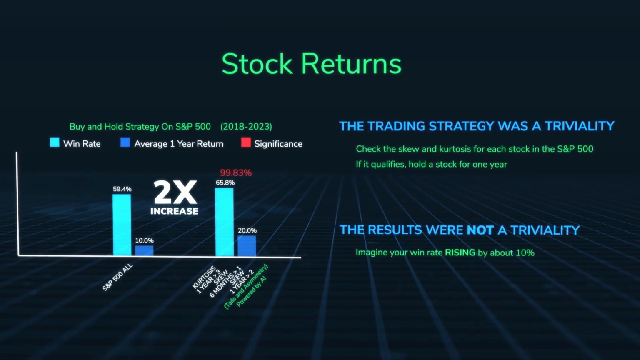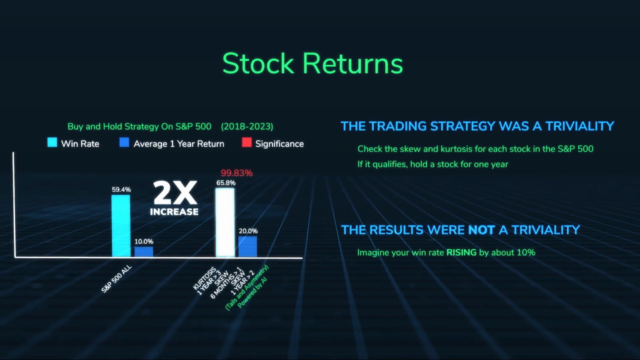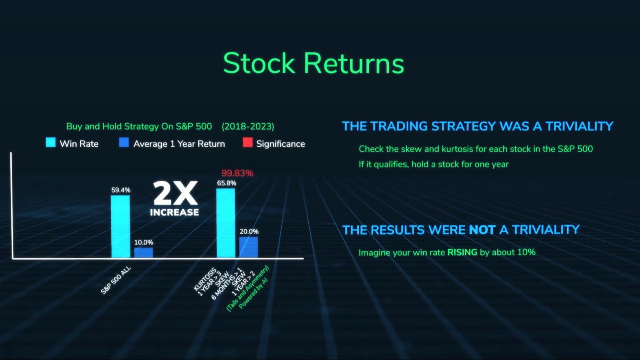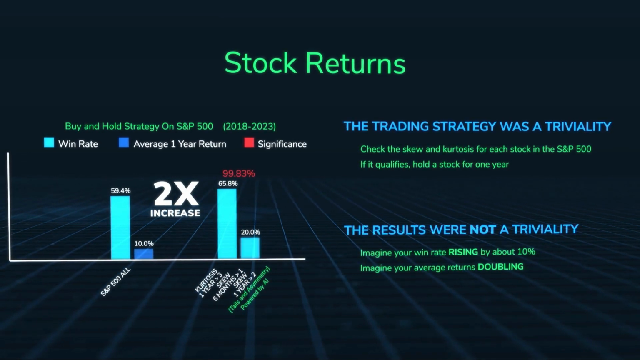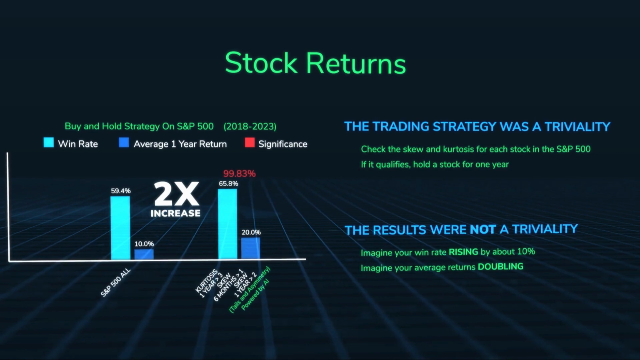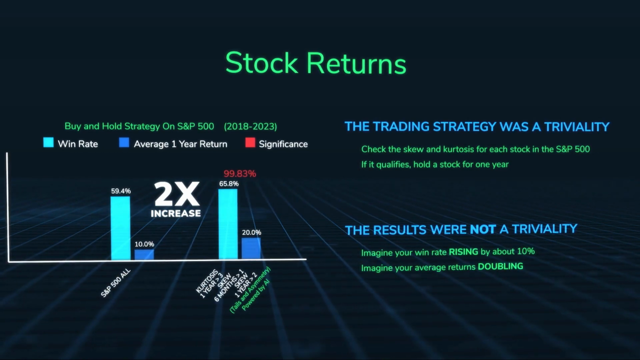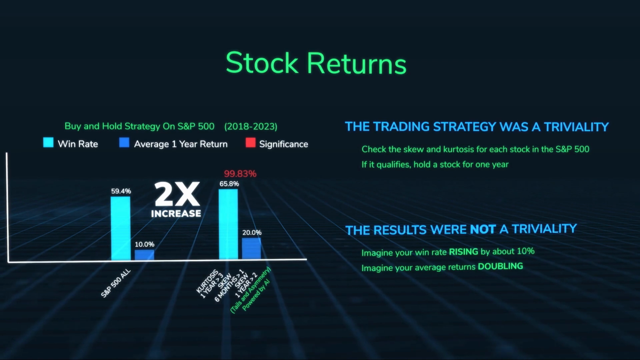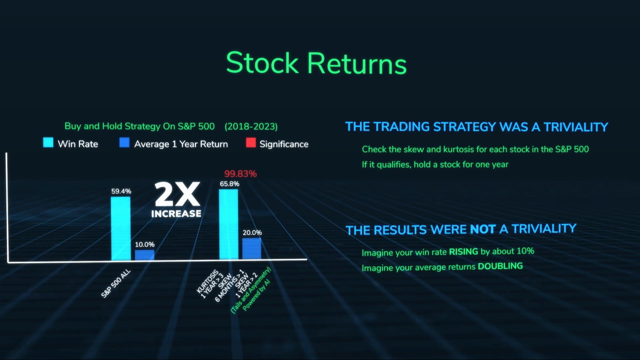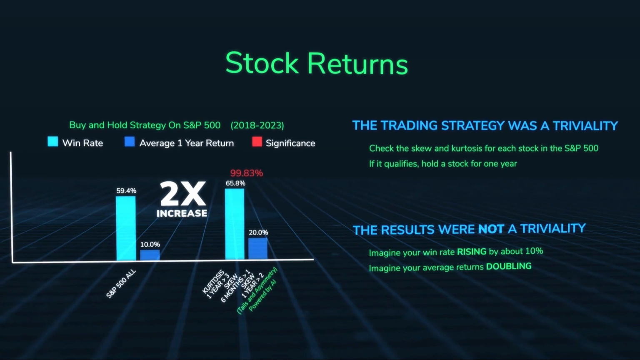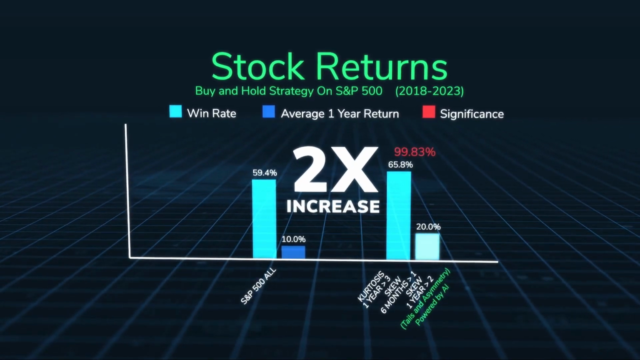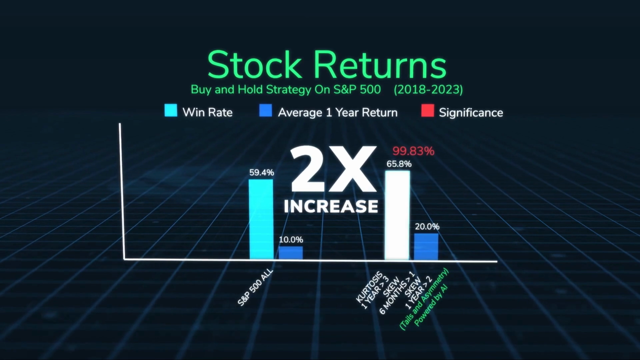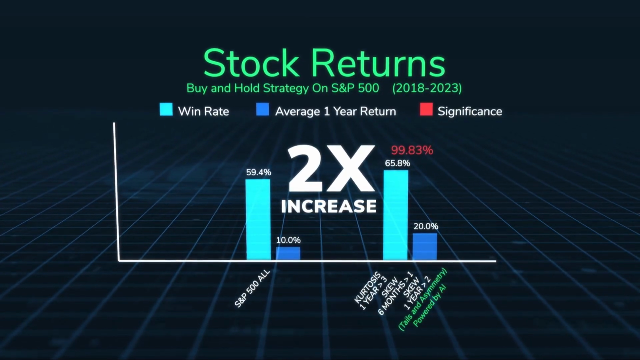So I want you to imagine your win rates rising by about 10%, with 99.9% statistical significance. And now I want you to imagine your day trading, your swing trading returns doubling. Just because I checked an annual holding period doesn't mean that we're going to do annual trades. So that's the takeaway for stocks. The strategy can be optimized. It was rather trivial. The results were not a triviality. This is a remarkable finding for stock traders. The ability to double your average returns and see win rates go up about 10% is life-changing, if it's sustainable.